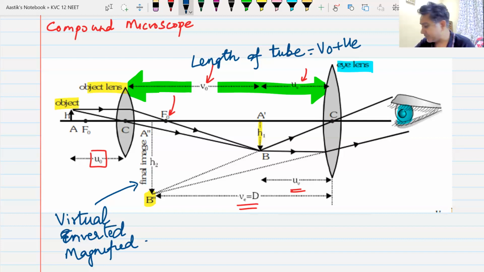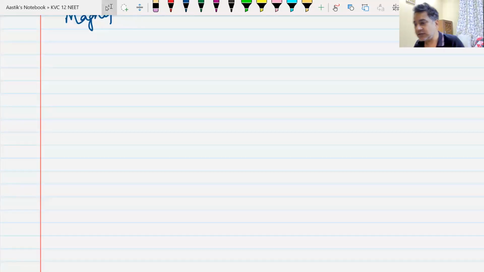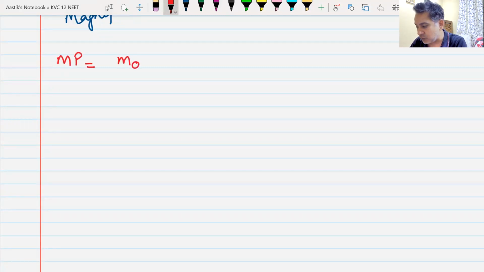Okay. Then remember, whenever we are doing anything in a microscope, the next thing that we have to remember is to find out the magnifying power of this instrument. The magnifying power of this instrument is MO multiplied by ME, MO standing for the magnifying power of the objective and ME standing for the magnifying power of the eyepiece. Do we understand this? Yes or no? Yes, sir.